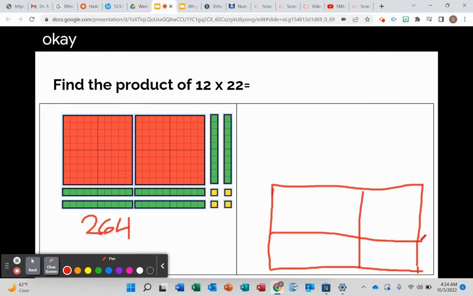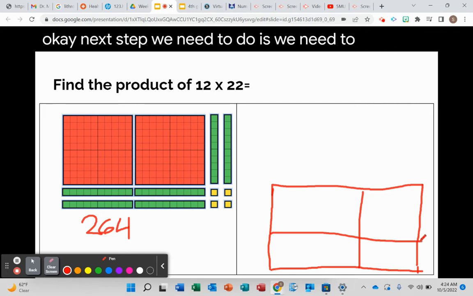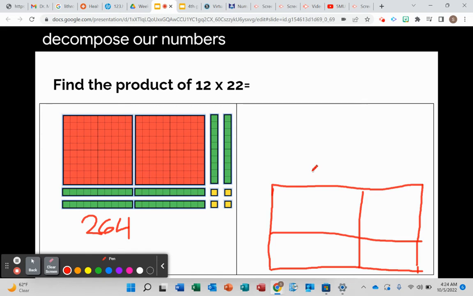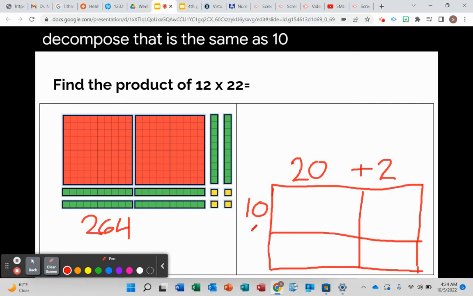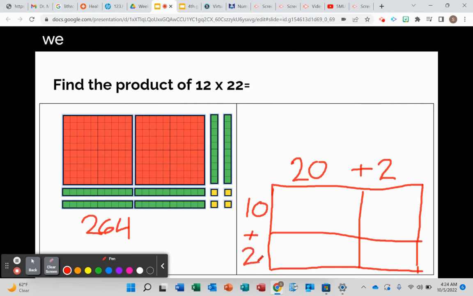Okay, next step we need to do is decompose our numbers. At the very top, we're going to decompose 22. I know that 22 is the same as 20 plus 2. And then I know that 12, if we decompose that, is the same as 10 plus 2. Okay, so we have that together.